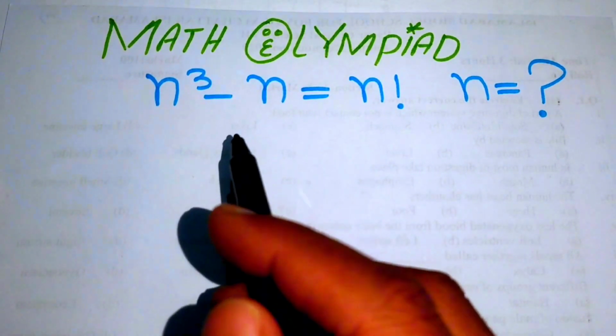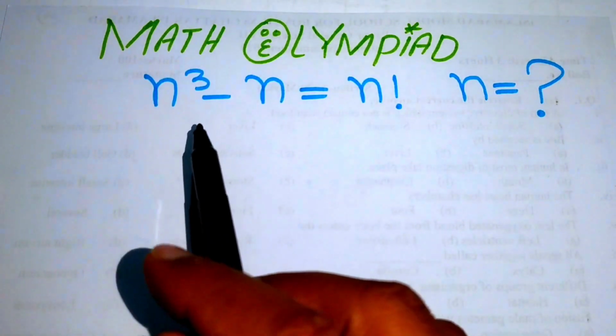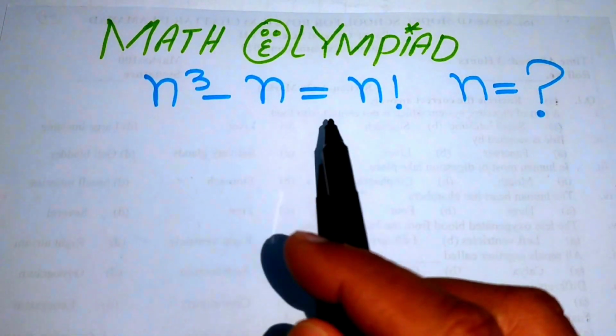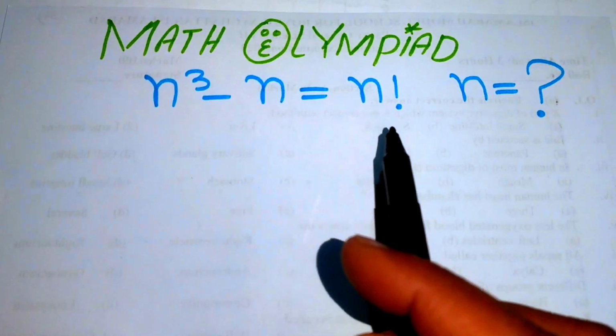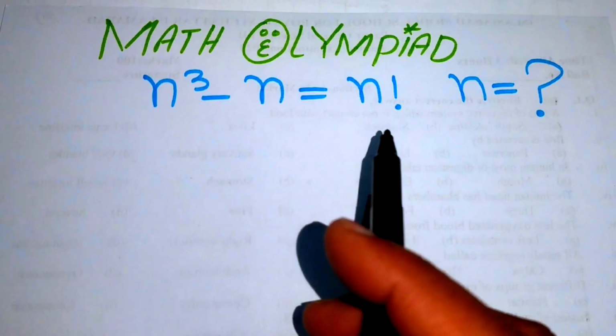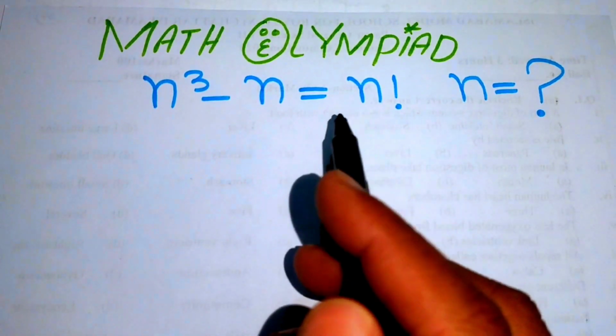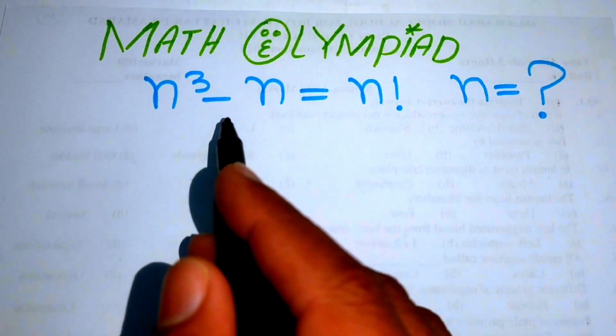In this video, we are going to solve this nice math Olympiad algebra problem. Here we have n cubed minus n equals n factorial, and we find the value of n. So first you should know about the factorial, so here we first explain the concept of factorial.